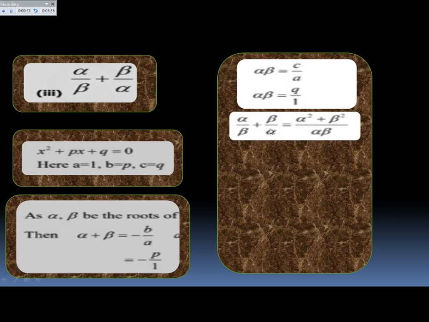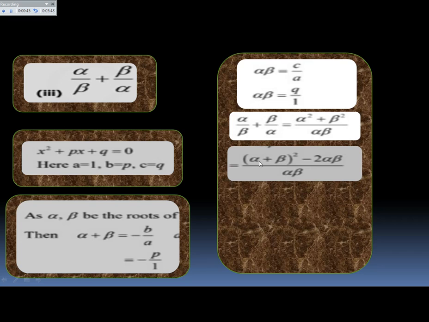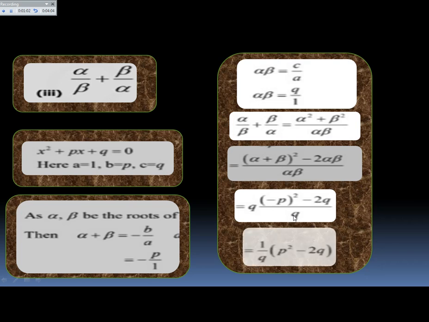Alpha upon beta plus beta upon alpha, taking LCM, then cross multiply: alpha times alpha is alpha square and beta times beta is beta square, giving alpha square plus beta square upon alpha beta. Alpha square plus beta square, the formula is alpha plus beta whole square minus 2 alpha beta. Putting the values of alpha plus beta as minus p, we get p square minus 2q upon q.